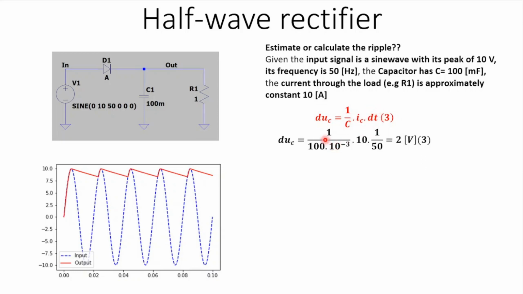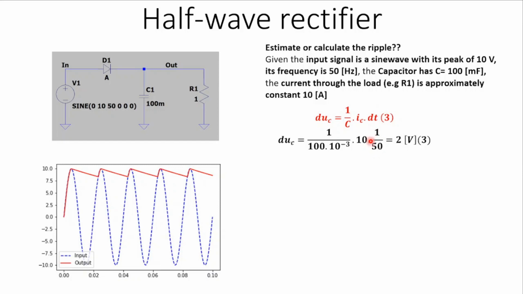So let's replace the values of those parameters: capacitance, current going through the capacitor, and the time needed. The capacitance here is 100 millifarad. The current going through the capacitor is 10 ampere, because we are calculating the ripple in the discharging state instead of the charging state. One more time, we are provided the current going through the load, but not the current going through the capacitor in the charging process, so we don't care about what happens in the charging process, just what happens in the discharging process in order to estimate the ripple value.